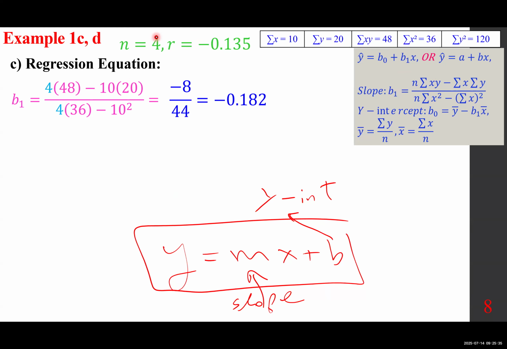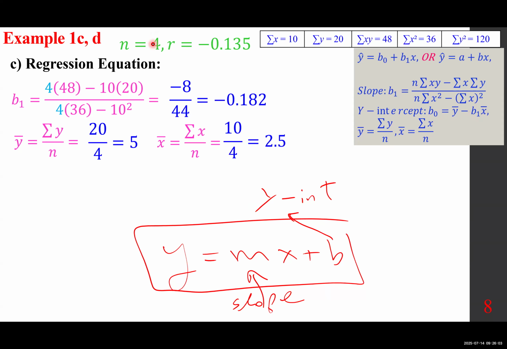Now, I want to calculate b sub 0. b sub 0 is y bar minus b1 x bar. So I need to calculate x bar and y bar, and each one is divided by n. So you want to divide this one by n for x bar. You want to divide this one by n, again, 4, of course. So y bar, 20 divided by 4 is 5. x bar, 10 divided by 4 is 2.5.